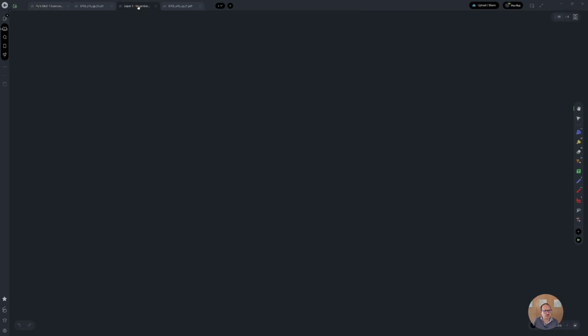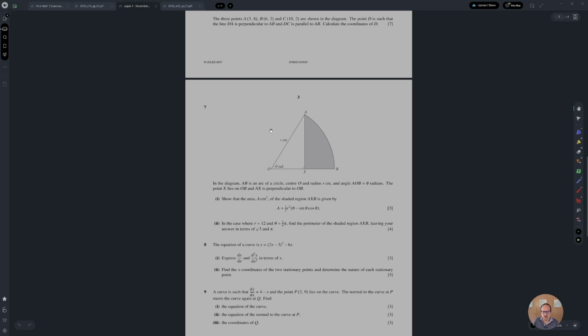These are already proper circular measure questions. The next one is this one. You have AB. AB is an arc of a circle, center O and radius r. Angle AOB is theta radians, and the point X lies on OB, and AX is perpendicular to OB. Show that the area A centimeter square of the shaded region AXB is given by this expression.